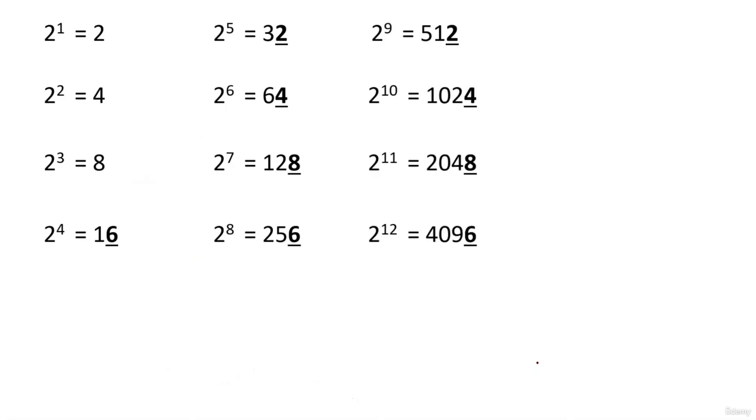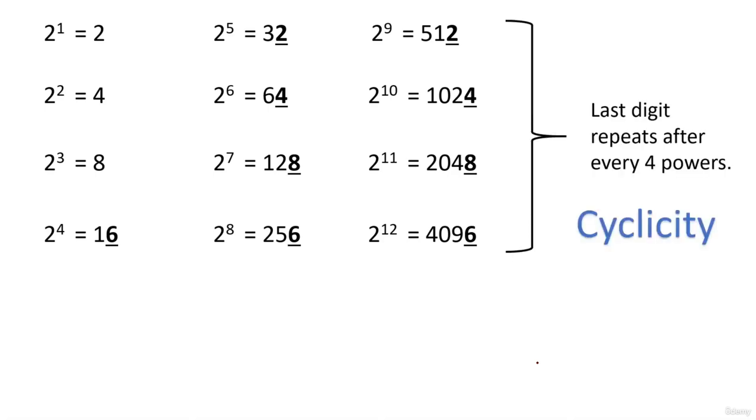Okay, so you can observe that there is a pattern for the units place, right? 2, 4, 8, 6, 2, 4, 8, 6, 2, 4, 8, 6, right? And the units digit basically repeats after every 4 powers, right? Okay, this particular property, the last digit occurring after every 4 powers, is called the property of cyclicity. Cyclicity means the property that the last digit of any particular power will repeat itself. Okay, that is called cyclicity.